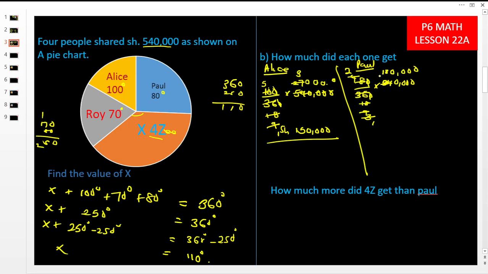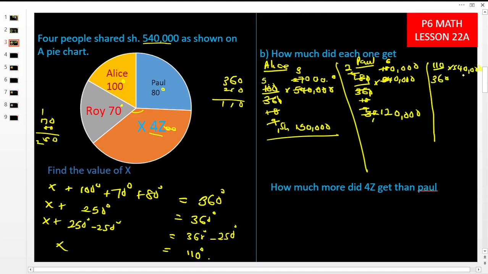Then by 3, 1. Then how many 3s are in 18? They are going to be 6. 3 times 6 is 18, so it's 6 times this one, it is 12, add on the 4 zeros. Then lastly we have 4Z, that is 110 out of 360 times 540,000, with 3 zeros here.